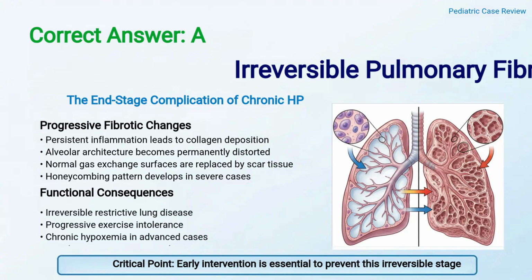The functional consequences include irreversible restrictive lung disease, progressive exercise intolerance, chronic hypoxemia in advanced cases, and poor long-term prognosis without intervention. The critical point cannot be overstated. Early intervention is essential to prevent this irreversible stage, which is why every physician must consider hypersensitivity pneumonitis in children with unexplained respiratory symptoms.